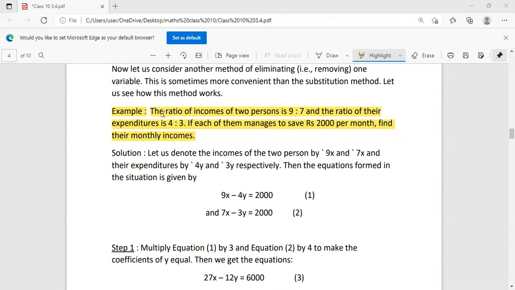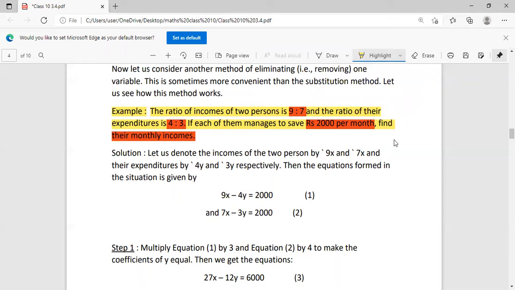So you are given the ratio of incomes of two persons and the ratio of their expenditures. The ratio of income is given as 9:7, and the ratio of expenditures is 4:3. And both these persons managed to save rupees 2,000 per month. And the question is, we want to find their monthly income.